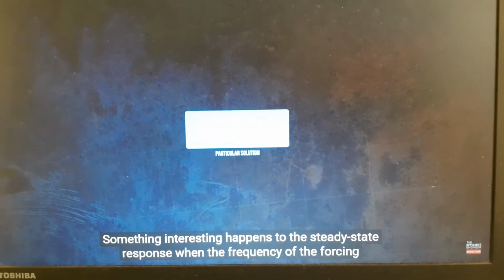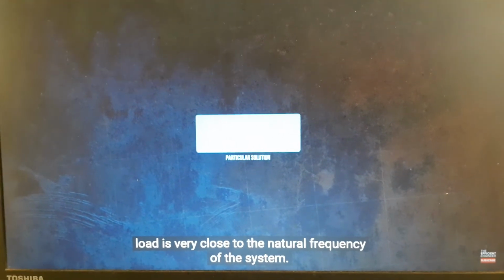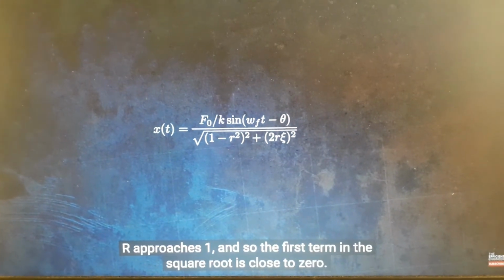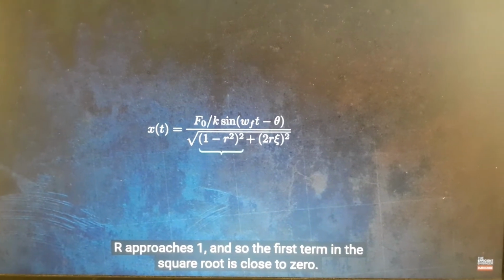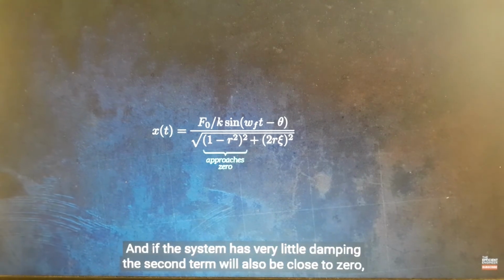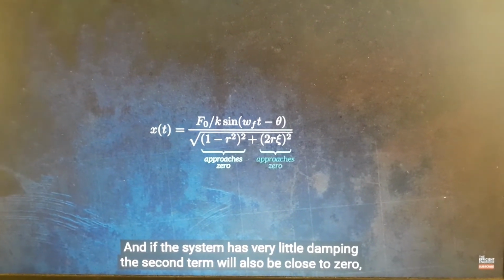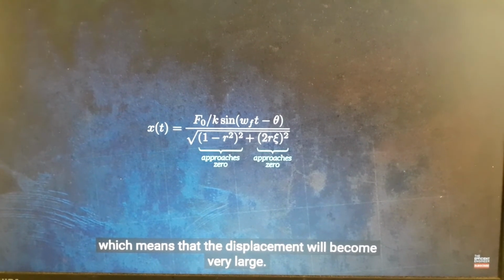Something interesting happens to the steady state response when the frequency of the forcing load is very close to the natural frequency of the system. R approaches 1, and so the first term in the square root is close to 0. And if the system has very little damping, the second term will also be close to 0, which means that the displacement will become very large.